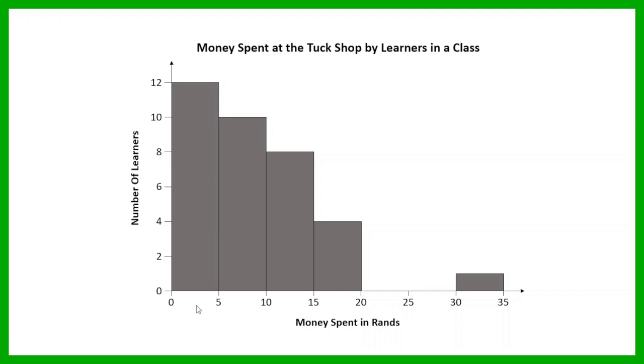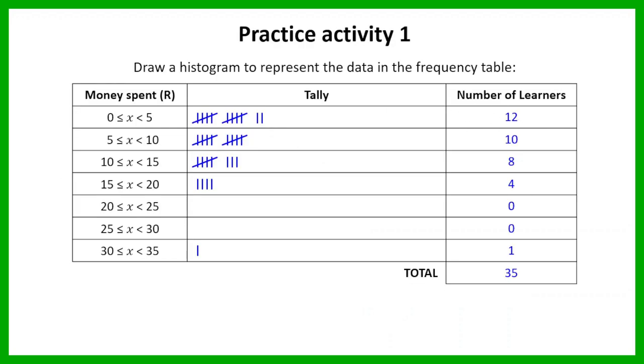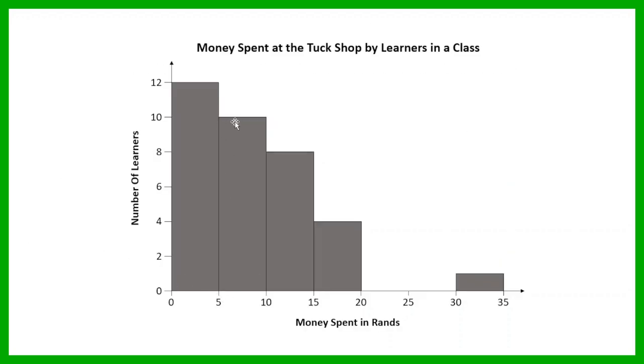Over here on the horizontal axis, you obviously are counting in fives because that's what the intervals were that you were given. In the 0 to 5 interval, we have 12 learners, as you can see in our frequency table. In 5 to 10, we had 10 learners. In 10 to 15, we had 8 learners. Then in 15 to 20, we had 4 learners. We had nobody in 20 to 30 at all. And then we had one learner in the 30 to 35 interval.